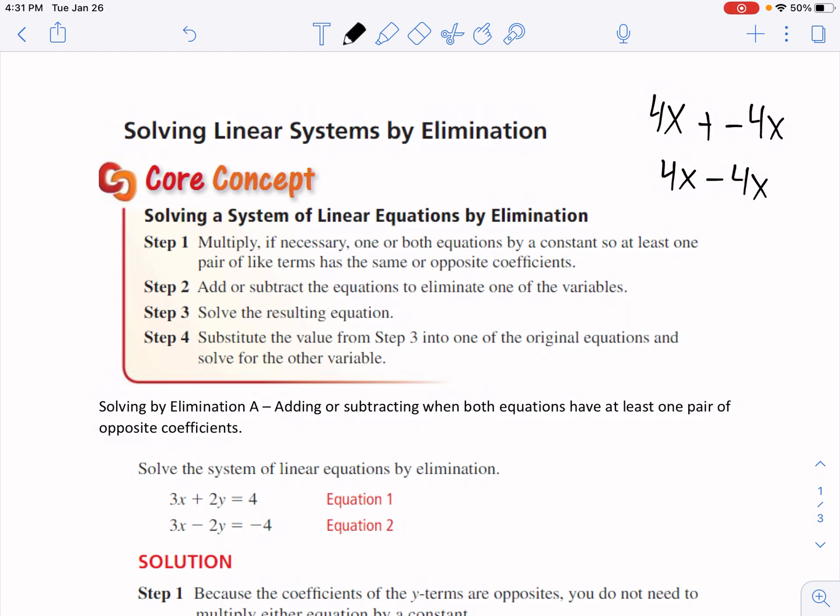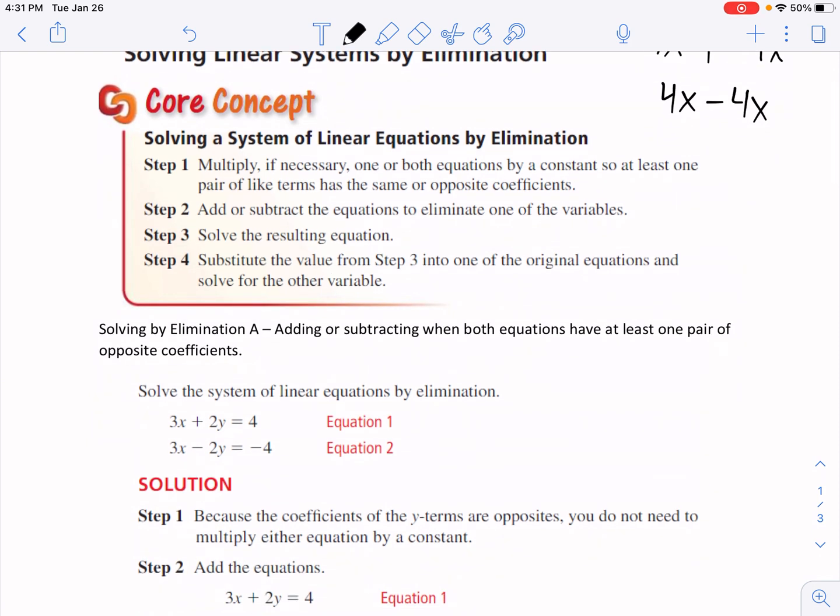Well, what's going to happen if I add 4x and a negative 4x, or essentially 4x minus 4x? Well, they cancel each other out and we get 0, right? Now, in our context, we're not going to really worry about 0, but they cancel each other out, okay? That's the whole idea behind elimination here.